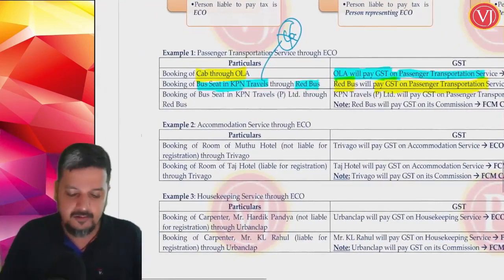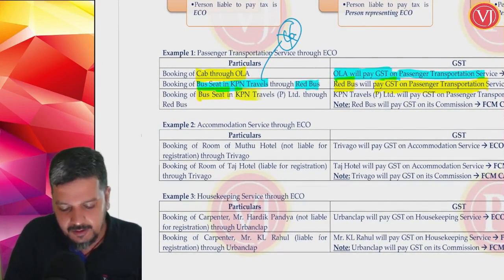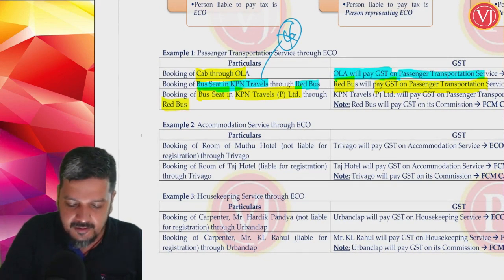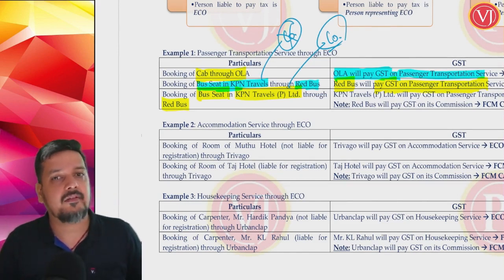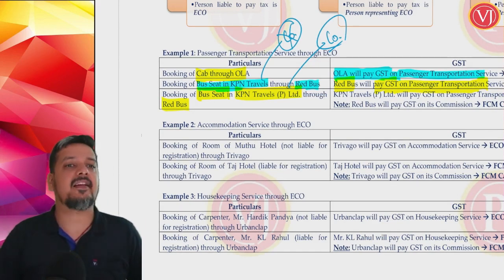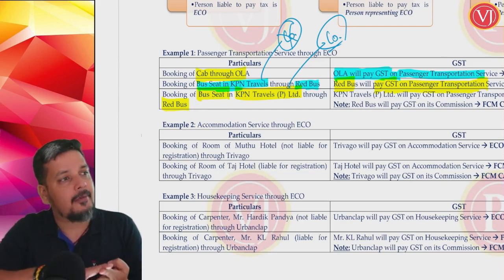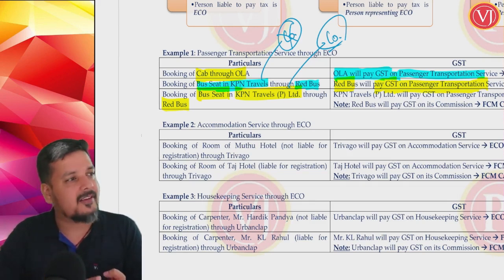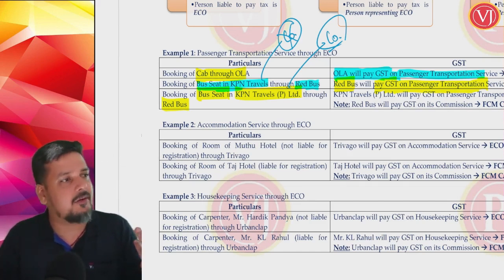Now to make you understand this in a better way, take the last example. Supposing you're booking a bus seat in KPN Travels Private Limited through Redbus. Now whether the supplier is a company. It is a category of omnibus. Please understand, when you talk about your radio taxi, motor cab, maxi cab, or you are talking about motorcycle, or any other motor vehicle, there the supplier can be a company, supplier cannot be a company, no issues.